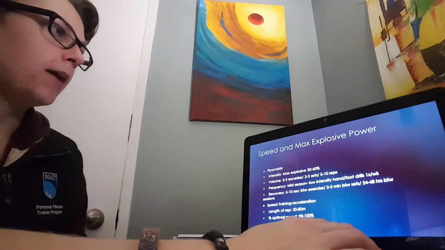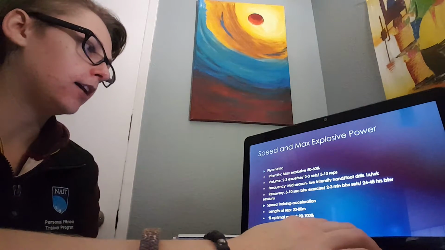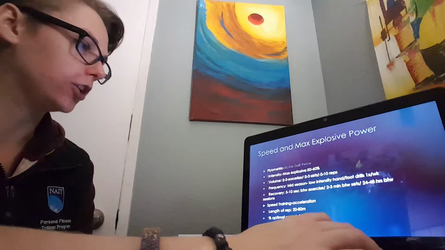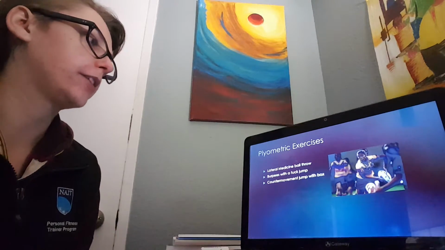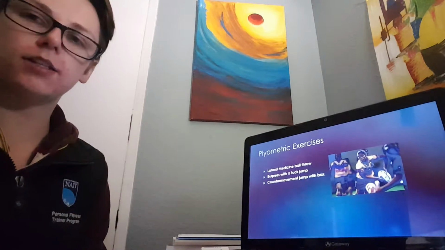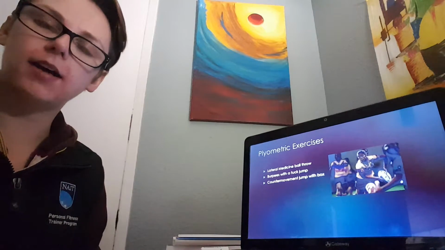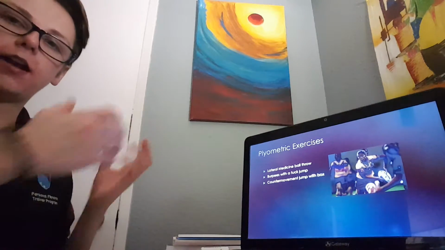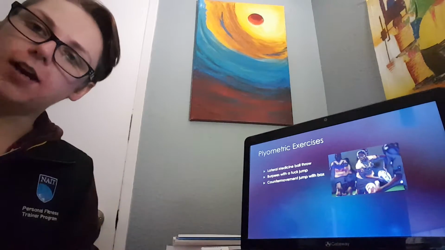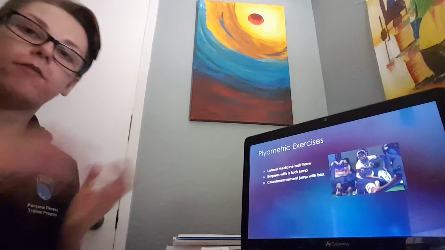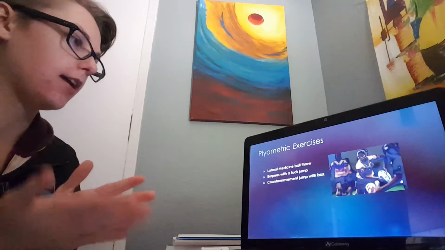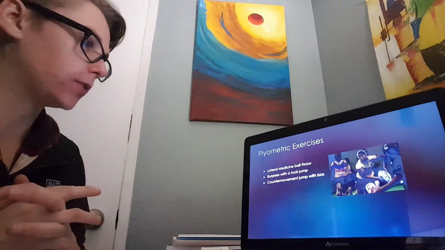So for speed and max explosive power training, we're doing plyometrics and speed and agility training. For the plyometric exercises, I chose lateral medicine ball throws because, as you can see in the picture, the most common pass you will see happening in rugby is the underhand throw. So if we're doing a plyometric program that focuses on this exercise, our client will have stronger passes with more accuracy as well. That's why it's a main plyometric exercise that we're doing.